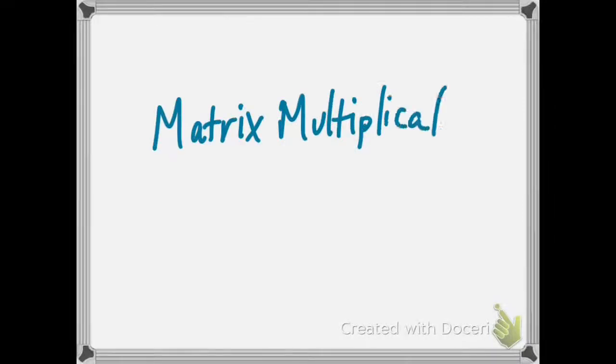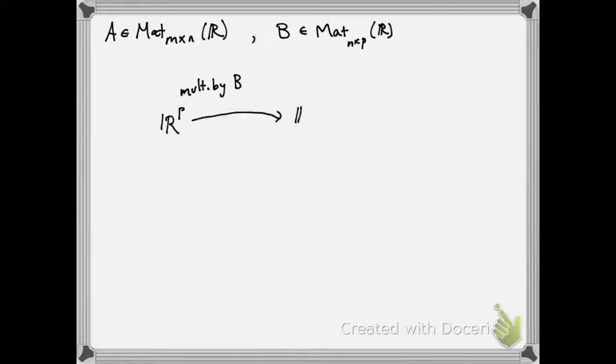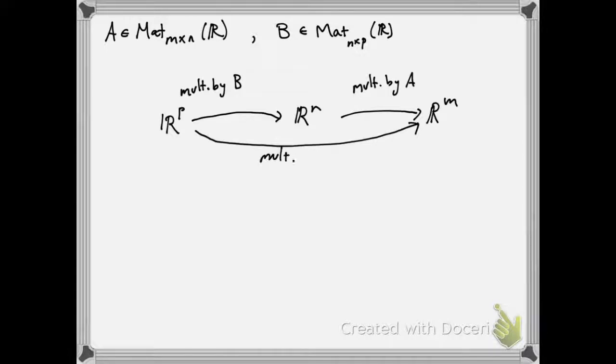So let's talk about matrix multiplication. Suppose I have an m by n matrix A and an n by p matrix B. Multiplication by B is going to define a linear transformation from Rp to Rn, and multiplication by A will go from Rn to Rm. We showed already that the composition of linear transformations is linear, and maps from Rp to Rm that are linear are going to be represented by multiplication by some matrix. Let's call that matrix C.